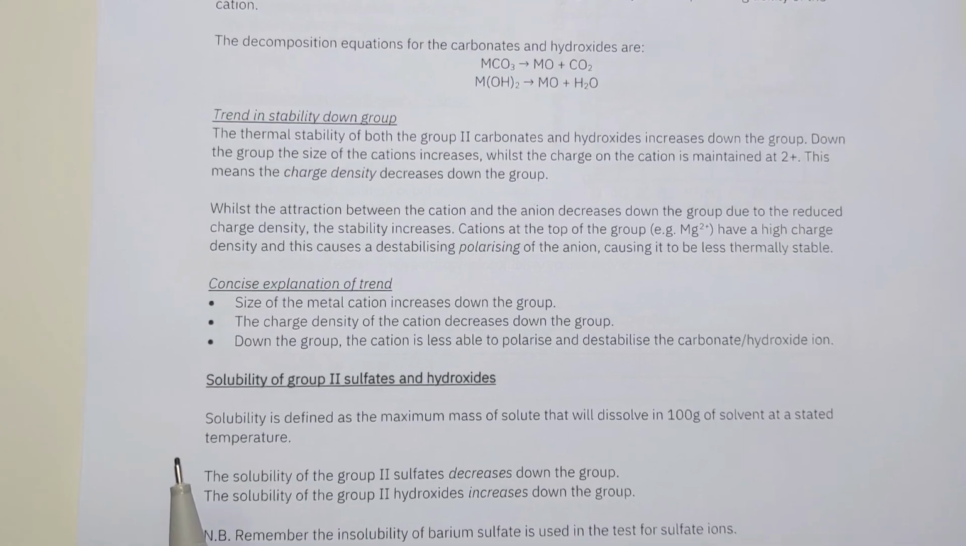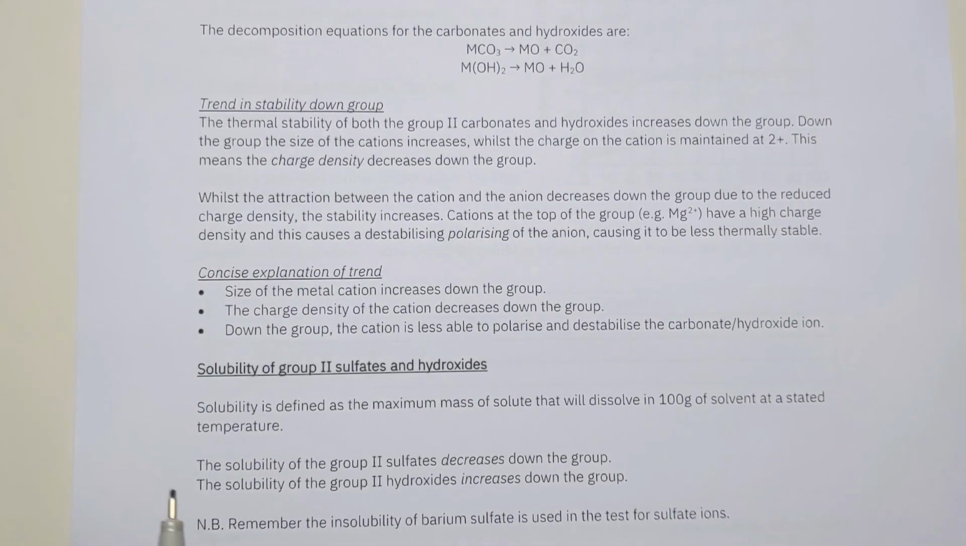In terms of the exam, if you wanted a nice 3-point definition to learn off about how you explain why it's more thermally stable down the group, you'd say this: the size of the metal cation increases down the group. This causes the charge density of the cation to decrease down the group. Therefore, with lower charge density down the group, the cation is less able to polarize and destabilize the carbonate or hydroxide ion, whichever one you're talking about within the question.